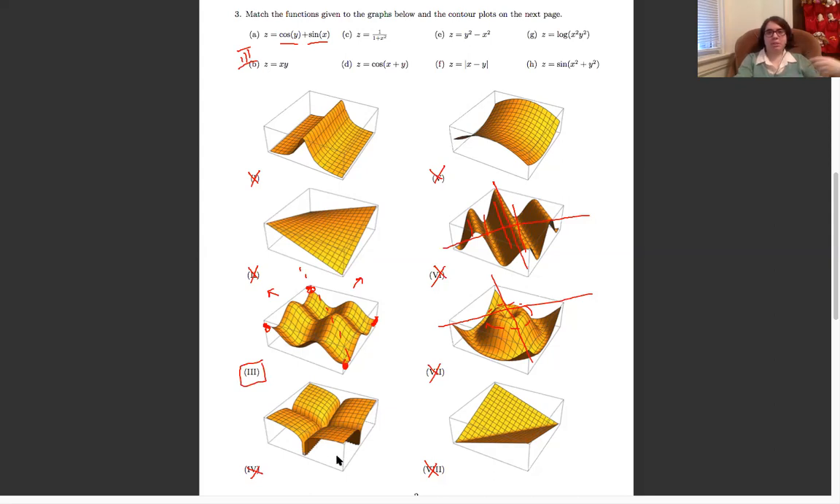Now, B is its own story, so I'm going to clear what I have so far. B is given by z equals x times y. And so if I set x equal to a constant here, I'll get z is equal to a constant times y, which is the equation of just a straight line. And same if I set y equal to a constant, I'll get z is equal to a constant times x, which again should give me a straight line. So I'm about ready to choose which one I want. There's only one of these where I feel like I'm getting these nice straight lines in both x and in y.